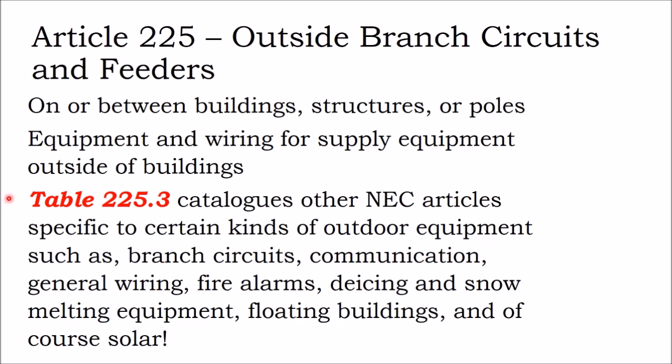Table 225.3 is a list of all the other articles that have specific rules and regulations to branch circuits and feeders of particular equipment, such as communication wiring or fire alarms, emergency systems, and of course solar power gets its own section too. So this is kind of like the table of contents for the National Electric Code in 225.